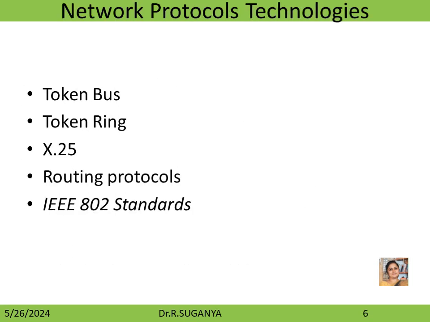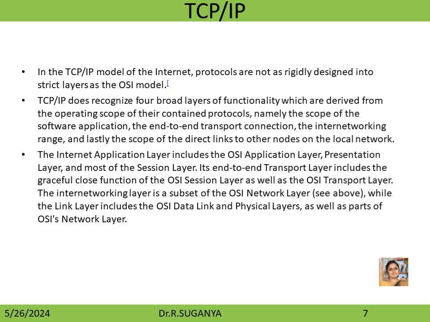Next is Network Protocol Technologies: Token Bus, Token Ring, X.25, Routing Protocols and IEEE 802 standards. In the TCP/IP model, the Internet protocols are not as rigidly designed into strict layers as in the OSI model. TCP/IP does recognize 4 broad layers of functionality, which are derived from the operating scope of their contained protocols, namely the scope of the software application, the end-to-end transport connection, the internetworking range, and lastly the scope of the direct links to other nodes on the local network.